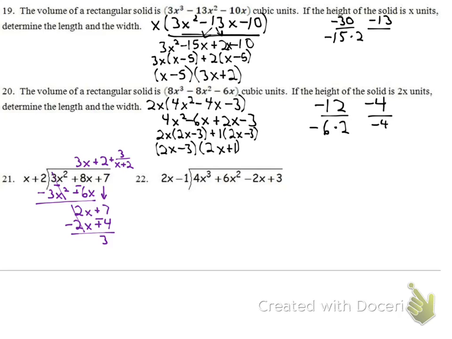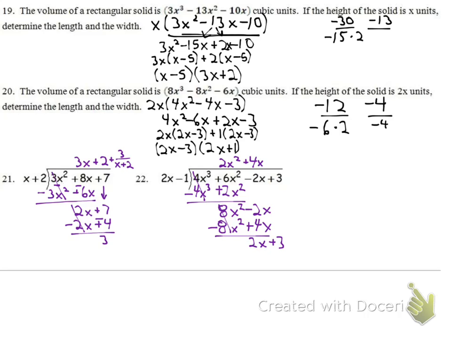I have 2x and I want 4x cubed. I'm going to multiply it by 2x squared to get 4x cubed minus 2x squared. It's division. Subtract, change the signs. First term's gone. 8x squared minus 2x. Let's use 4x. So I get 8x squared minus 4x. Change the signs because it is subtraction. I'm left with 2x plus 3.